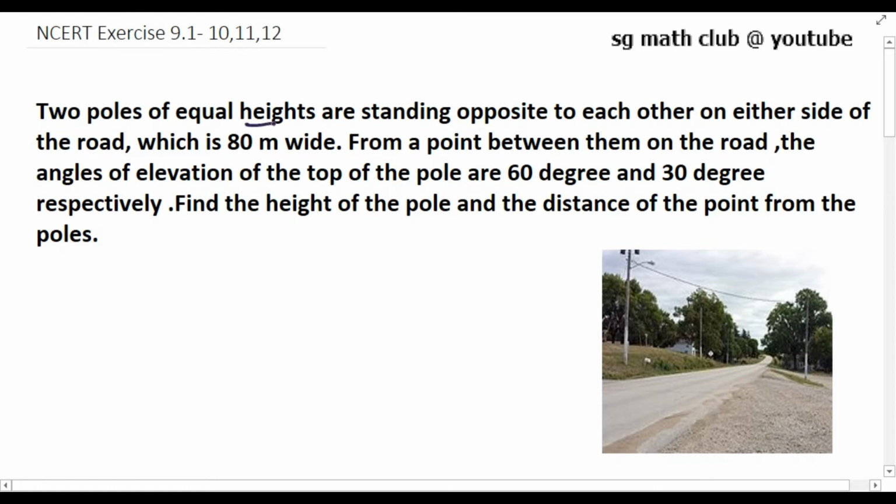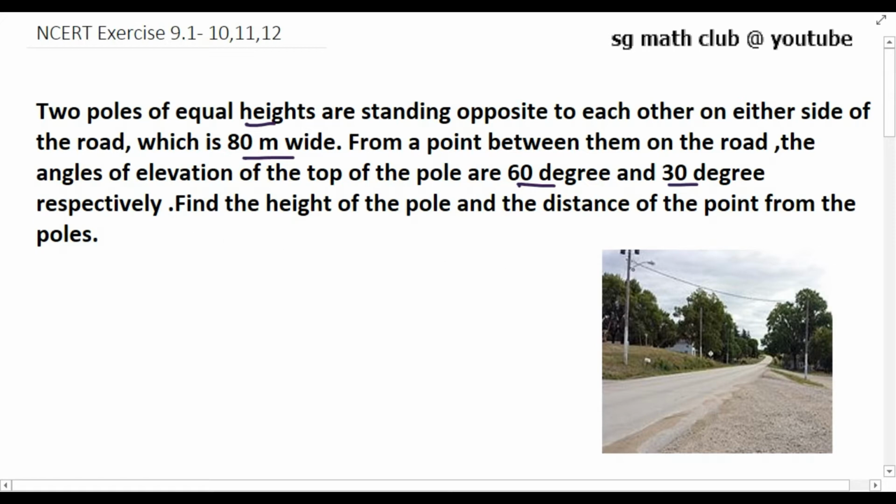Two poles of equal heights are standing opposite to each other on either side of the road, which is 80 meter wide. From a point between them on the road, the angle of elevation of top of the pole are 60 degree and 30 degree respectively. Find the height of the pole and the distance of the point from the poles.